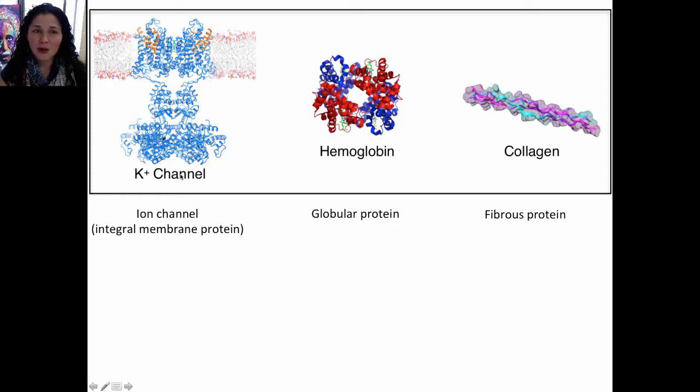Potassium channels allow transport of ions through a cell membrane. Hemoglobin needs to be soluble and it transports oxygen through the blood. And collagen needs to be strong and flexible, and it's what makes up the connective tissues in our bodies. These three proteins have very different functions, and their structure suits their function. The structure of a protein is essential to the function of the protein. You can learn more about these proteins by clicking on the links below, and please do so.